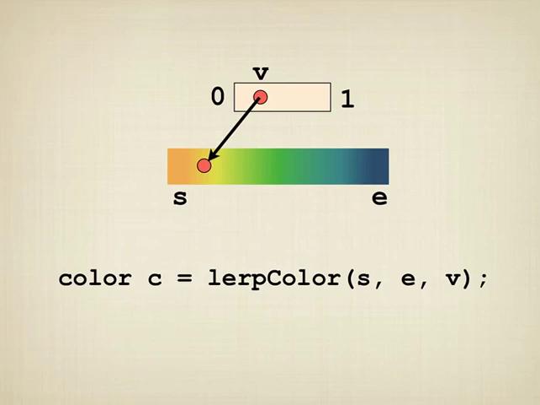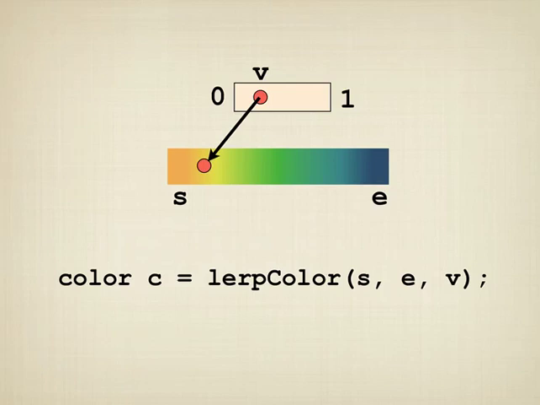You can use lerpColor to create gradients on the screen, of course, maybe creating a sky that goes from dark blue to light blue. You can also use lerpColor to change the color of something over time. If you base the value of V, say, on frameCount, then as frameCount gets larger and larger, V will get larger and larger, and the color of whatever you're drawing on the screen will move from S to E. Now, officially, the value of V should be between 0 and 1, and that will always give you a color between S and E.